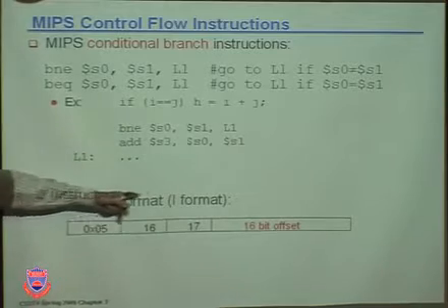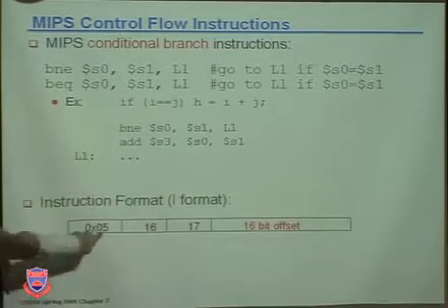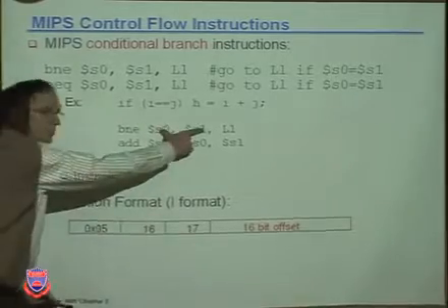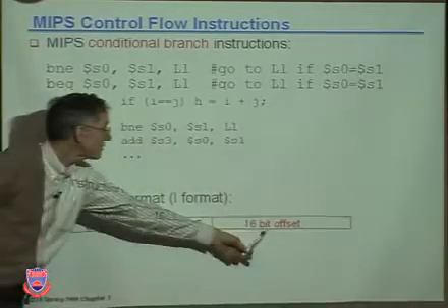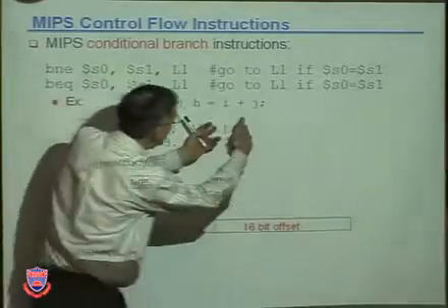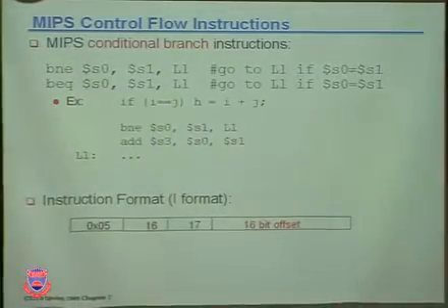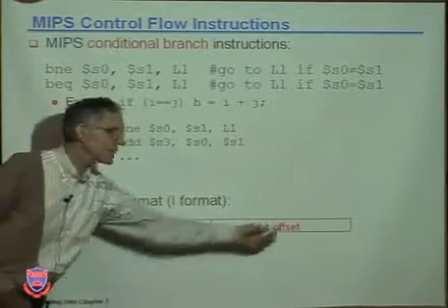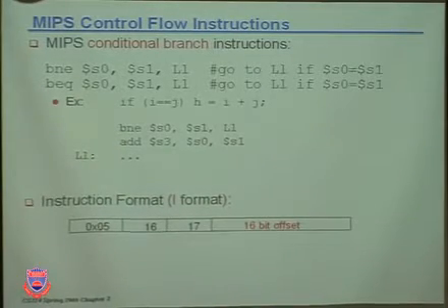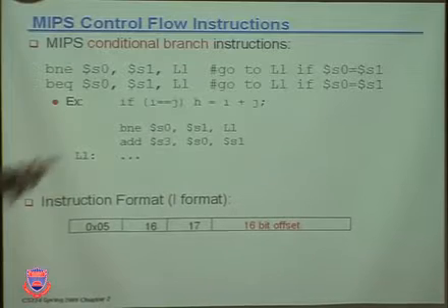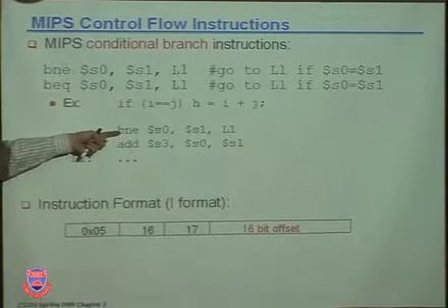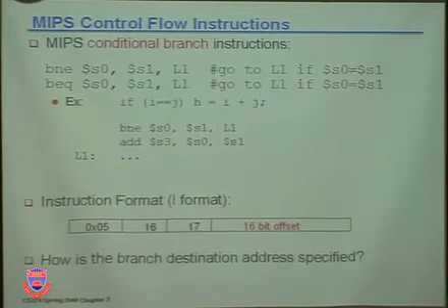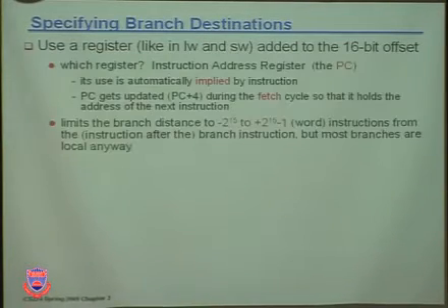The I format looks like this, opcode, which in this case the BNE opcode is 05. 16 and 17 are the codes for S0 and S1. The 16-bit offset is going to be somehow related to the destination. 16 bits isn't really a full address. 32 bits is a full address. So somehow we're going to have to translate that into our address to go to if we take the branch. Obviously, if we don't take the branch, then we just go here. But if we take the branch, we've got to have the address of this, that L1 address. Okay. So the question is, how do you specify the branch destination?